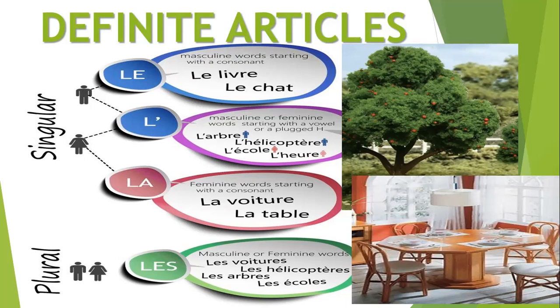Le livre, le chat. No, you have to pronounce it as le livre. The R sound should come at the end. We don't pronounce the E letter. Livre. And it's le chat. Only the first three letters are pronounced, which is sha.